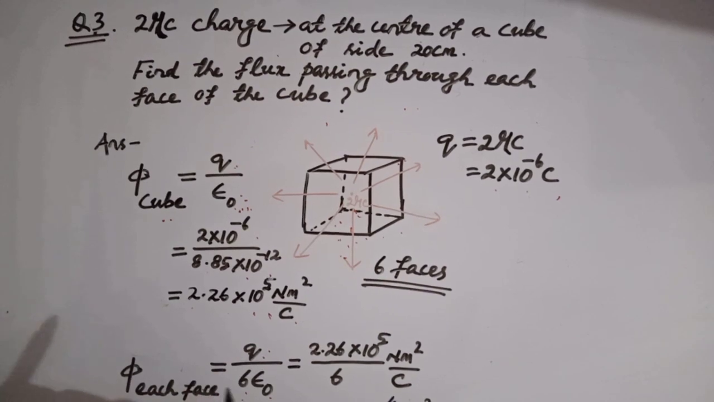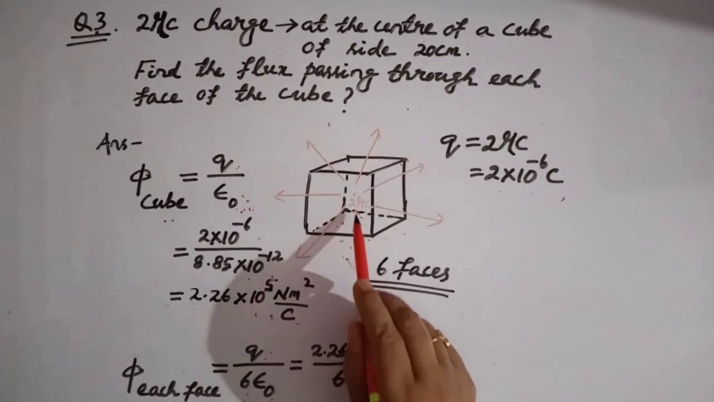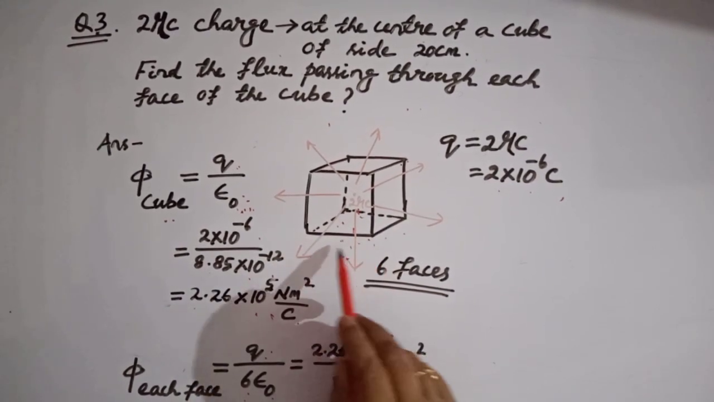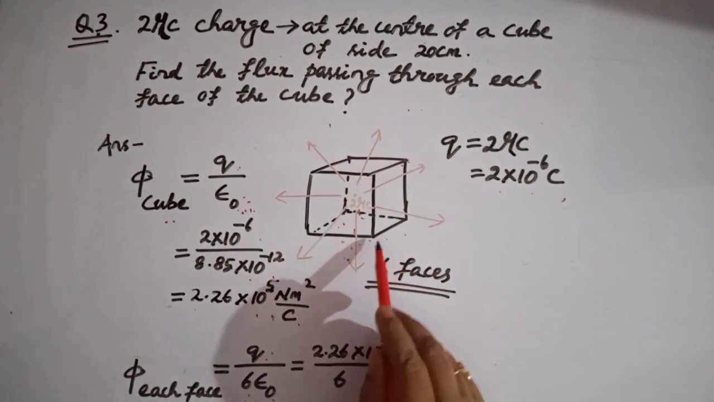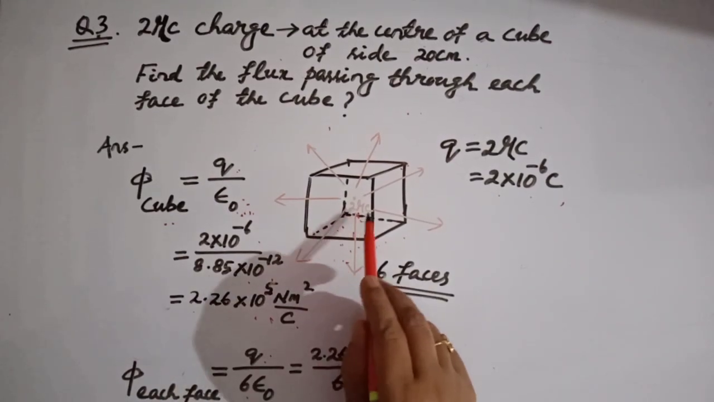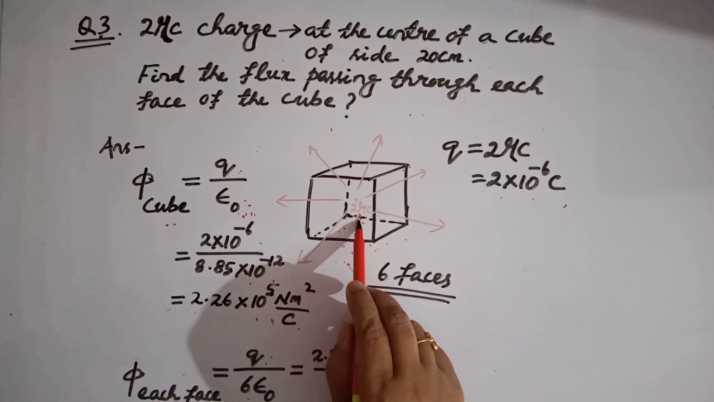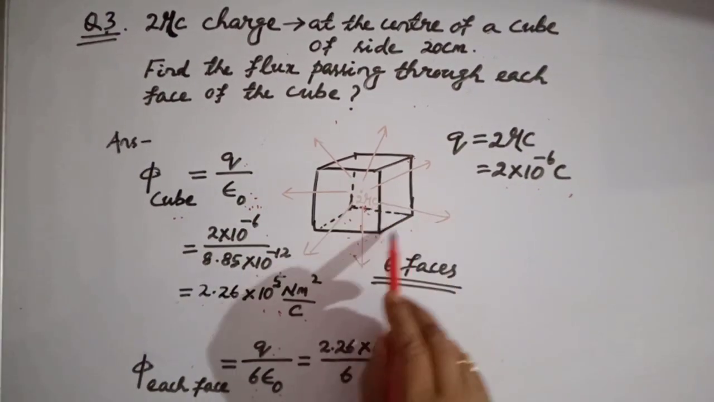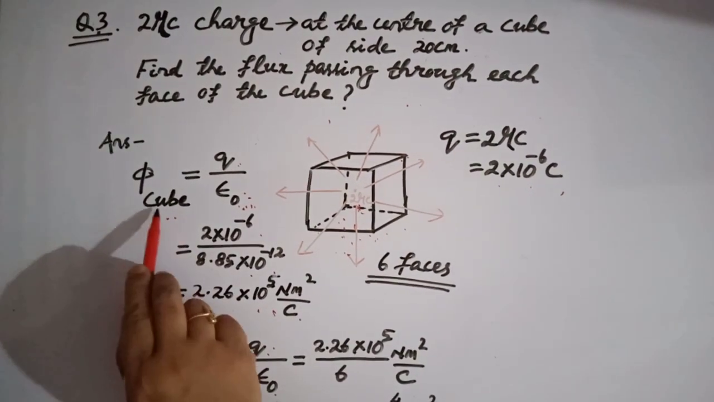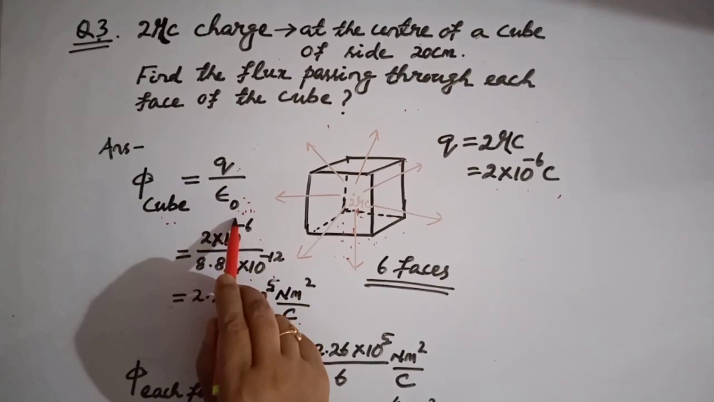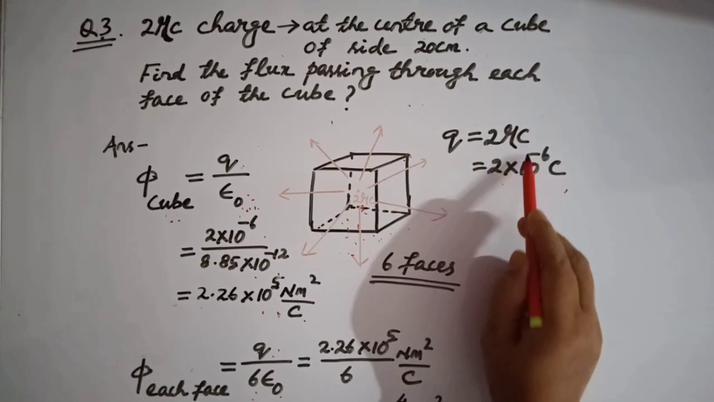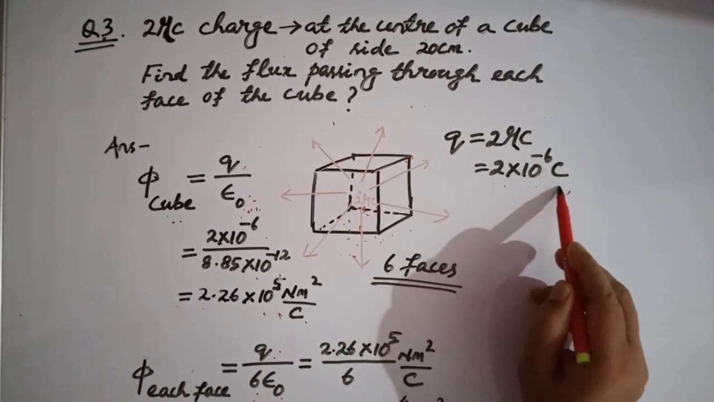Question number 3. 2 microcoulomb charge is placed at the center of a cube of side 20 cm. Find the flux passing through each face of the cube. Now this cube is a closed surface. 2 microcoulomb charge is enclosed by this surface. The total flux passing through the cube can be obtained using Gauss law. So the total flux through the cube is equal to Q by epsilon naught. Q is given in microcoulomb, 2 microcoulomb. So it is 2 into 10 to the power minus 6 coulomb.